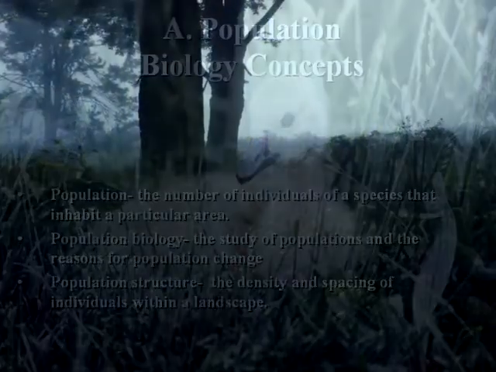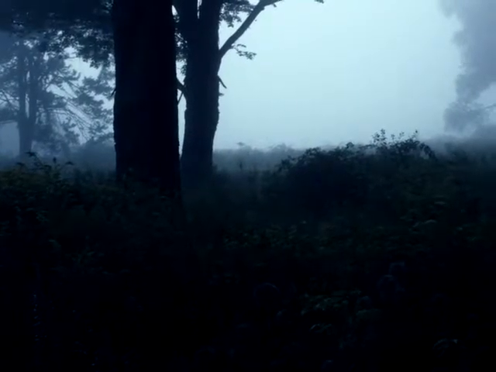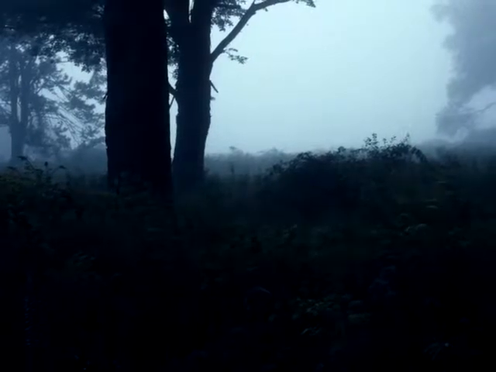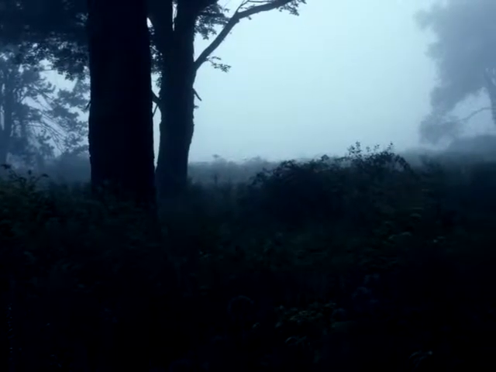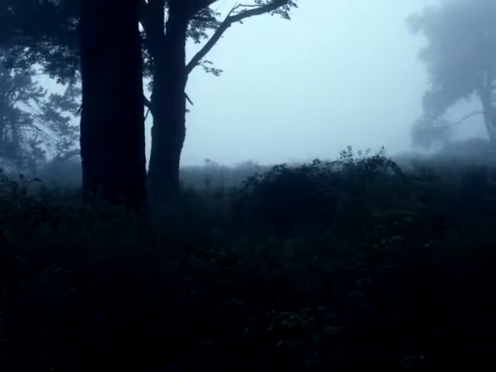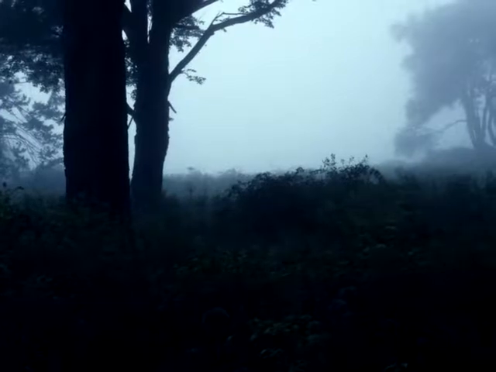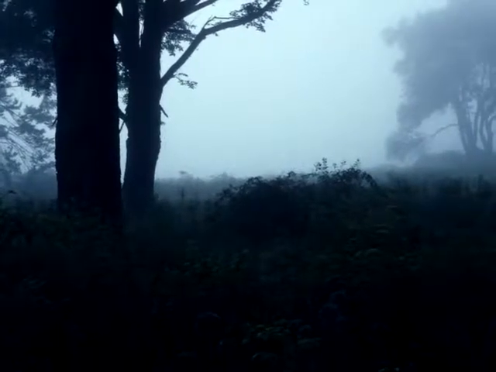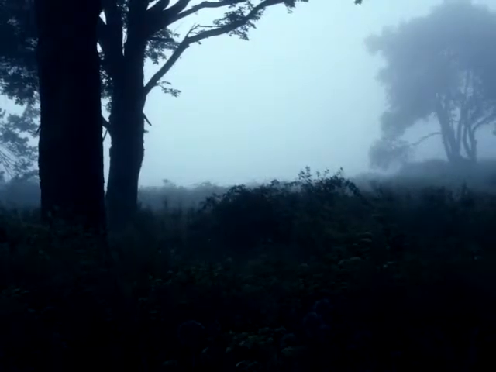Let's start out by looking at a population at a local scale. These trees here are all red maples. And notice that you have several clusters of them, and then you have spaces in between where there are no red maples. So that's an example of a spacing pattern of individuals.